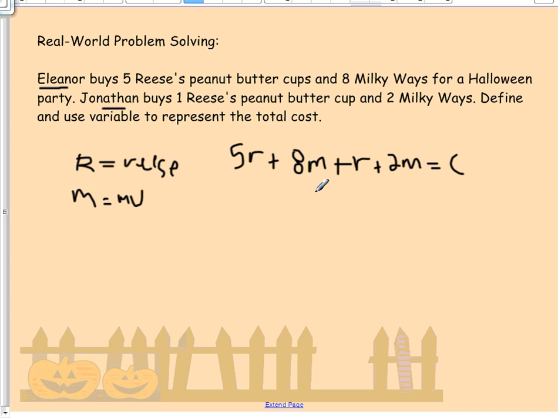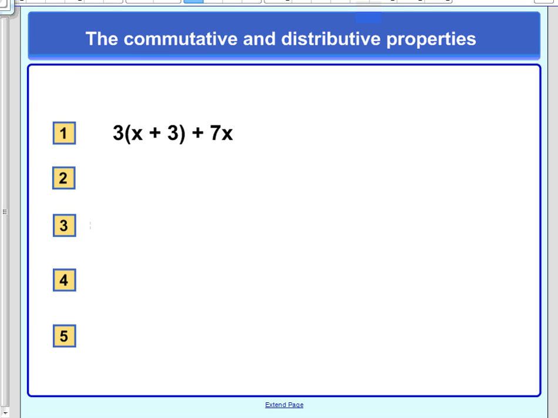So in this case, I can use combining like terms, and I can combine the Reese's and the Milky Way. So we have 5R plus R, so that would be 6R, and we have 8M plus 2M, which would be 10M. Alright, so in this case, we just created an algebraic expression to represent this word problem.